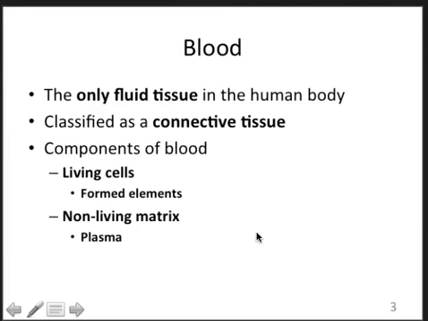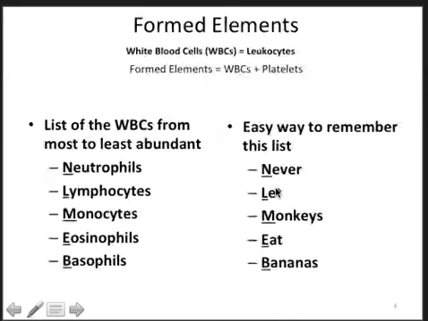So blood is one of two fluid tissues in the human body, the other being lymph, and it's a connective tissue because it has very few cells and a lot of extracellular matrix. The components of blood include the living cells, which we call the formed elements, and the non-living component, which we call the plasma. One of the things that we can do with the formed elements of blood is break them down into several broad classifications.